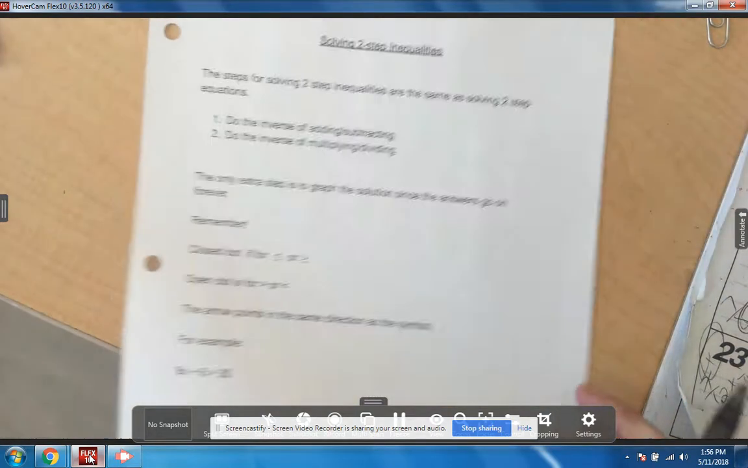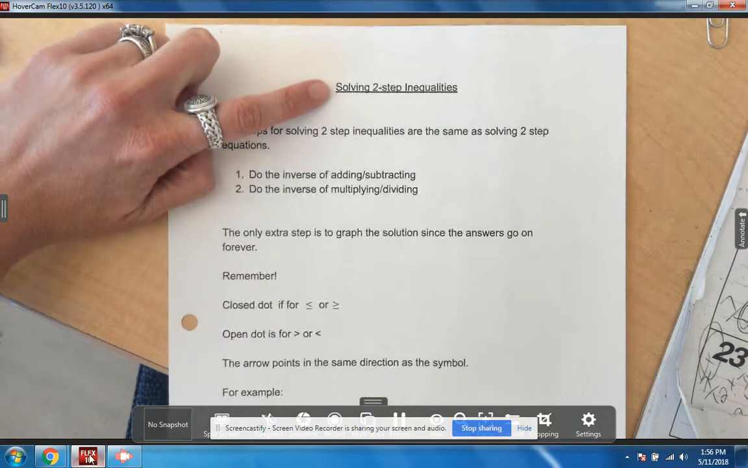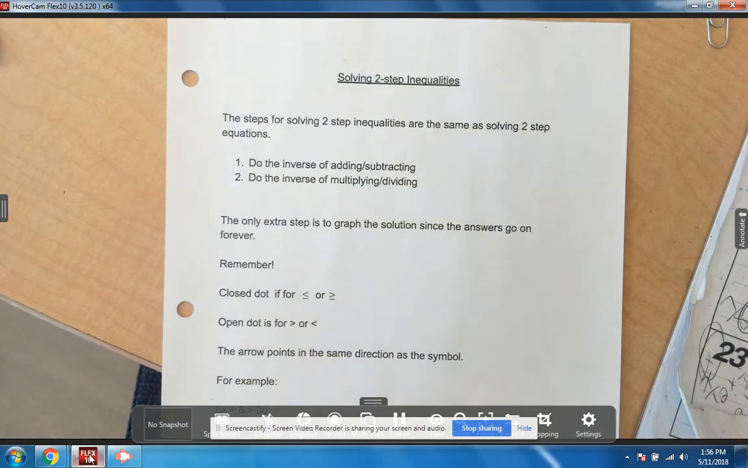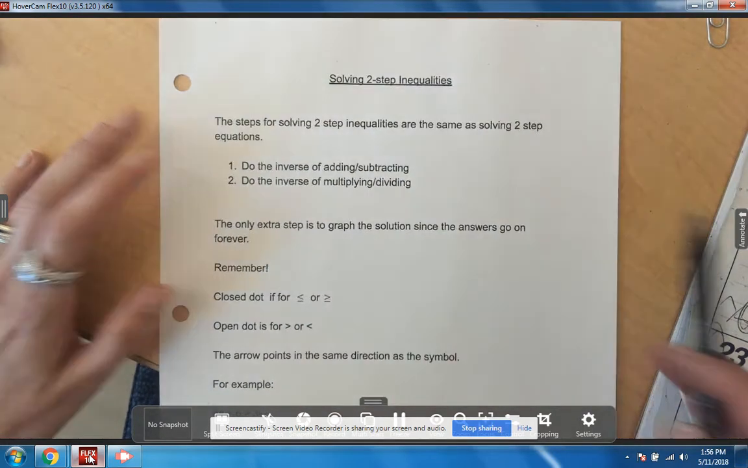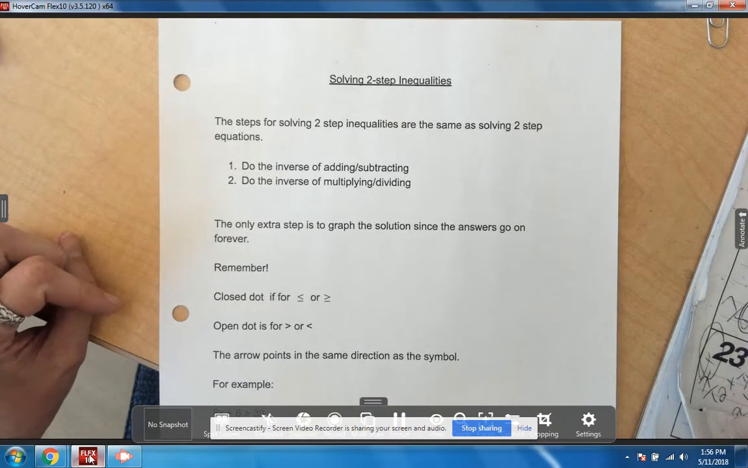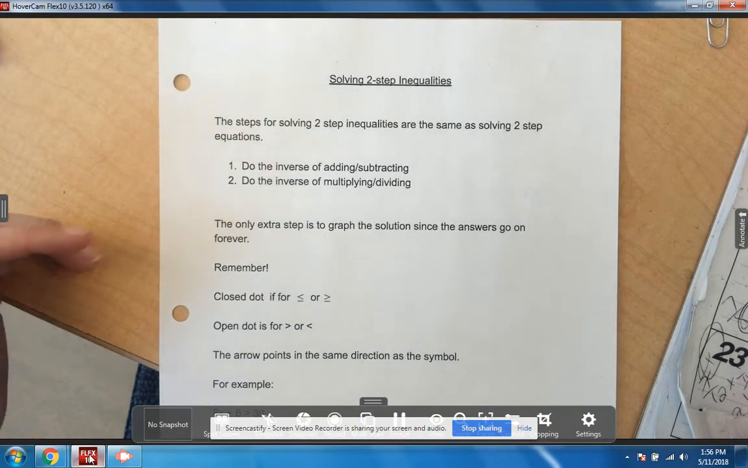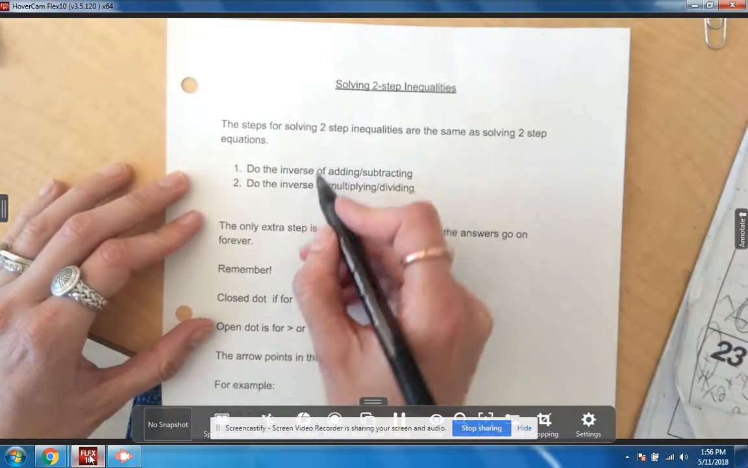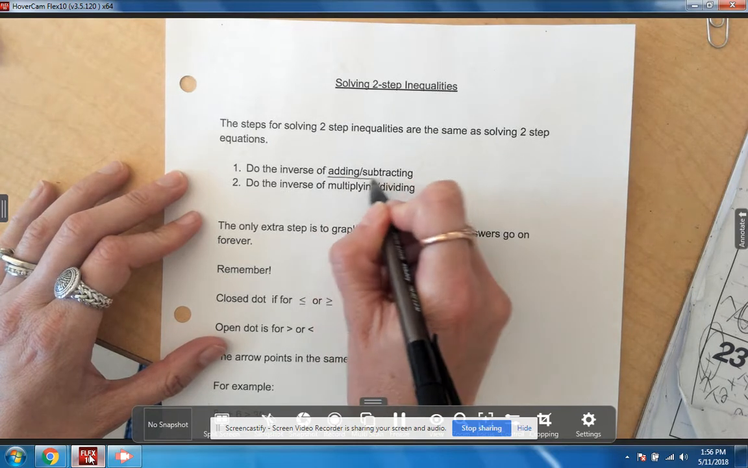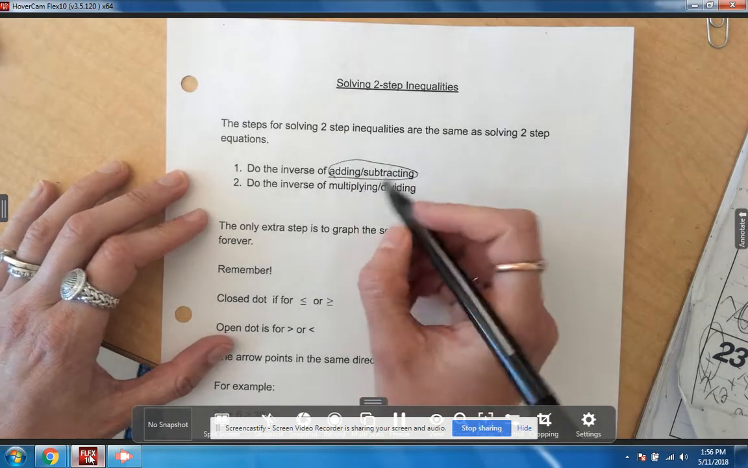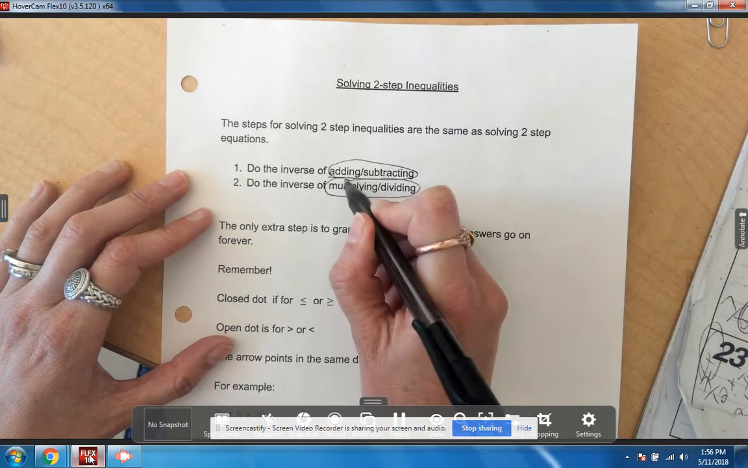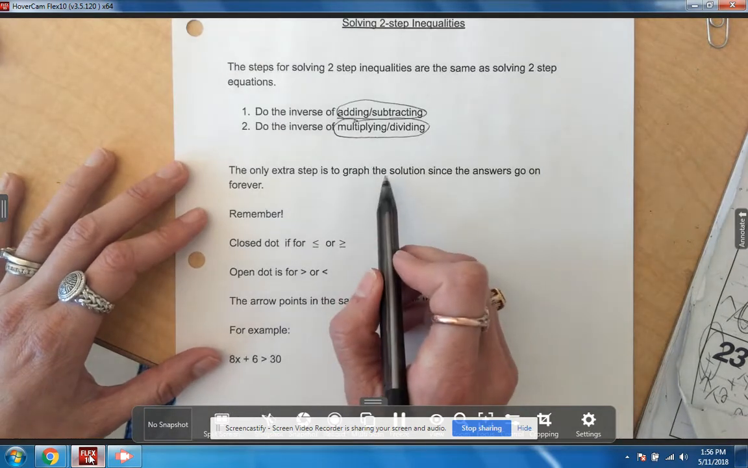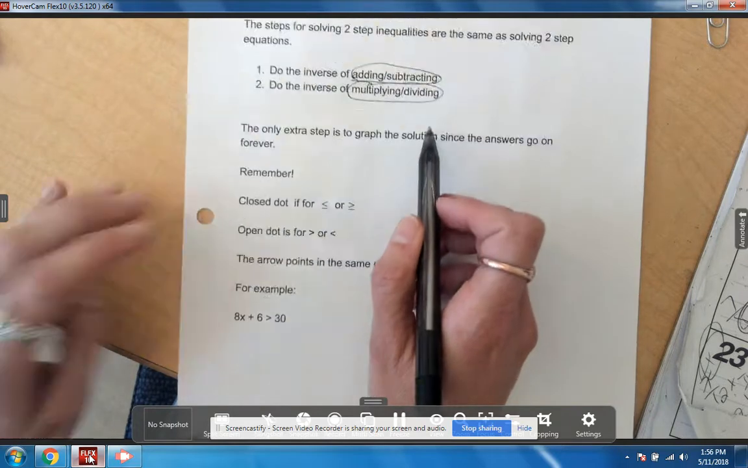Okay, so now I'm going to have you flip over your notes, and we're going to do solving two-step inequalities. It's very important to understand how to solve a one-step, which is what we just did on the back, in order to even attempt a two-step one. So the steps for solving a two-step inequality are the same as solving two-step equations, and also very similar to one-step inequalities. So first you do the inverse, which remember means opposite. So you have to do the inverse of adding or subtracting first, then you do the inverse of multiplying or dividing. Okay? The only extra step is to graph the solution again, since the answers go on forever.